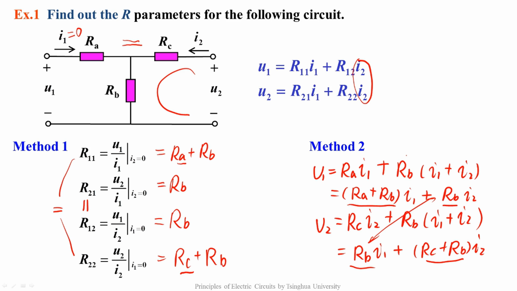Reviewing the example that we used to find the G parameters, the network is a pi-type network. This example to find the R parameters is a T-type network. In fact, you can find that for a pi-type network, it's easy to write out its G parameters. And for a T-type network, it's easy to write out its R parameters. Please remember this conclusion, and we will use it in the two-port's equivalent circuit.